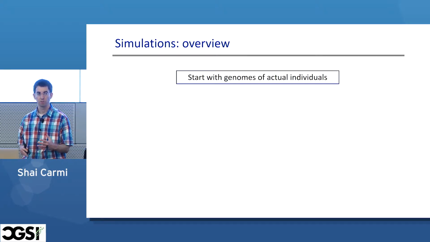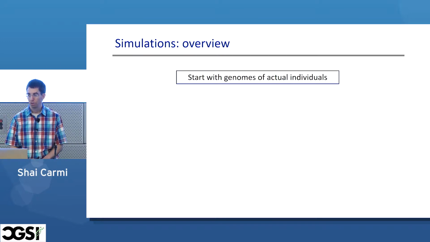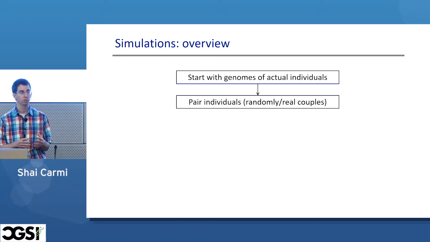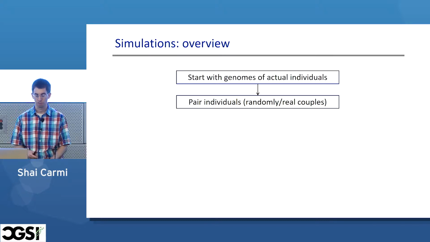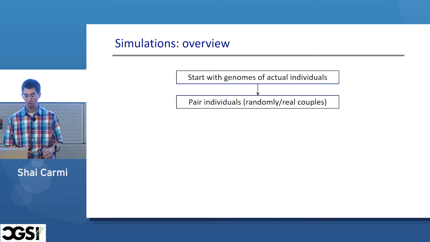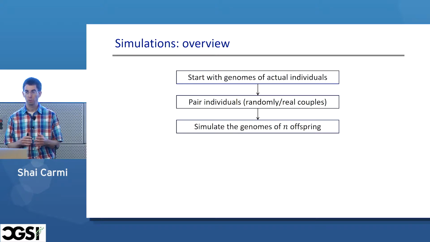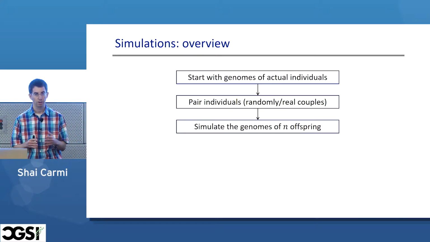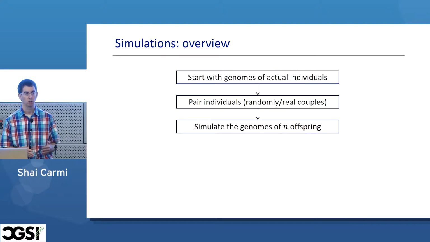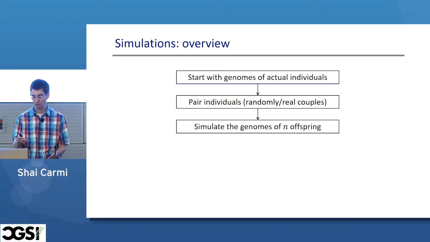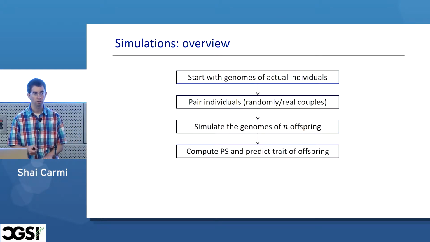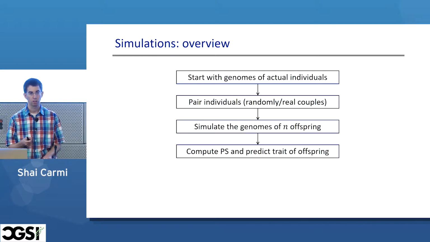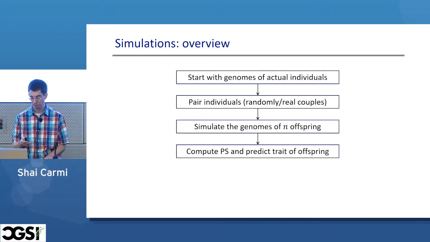So how does it work? What is the pipeline? First we start with real genomes of actual individuals, and then we pair individuals together either randomly or based on actual couples that we have in one of the data sets that I will talk about. Once we have those parents, we will simulate, in a way that I will explain later, the genomes of a number of offspring, let's say 10 children. Then once we have those simulated genomes of the children, we will compute the polygenic score for each child and then predict the trait.